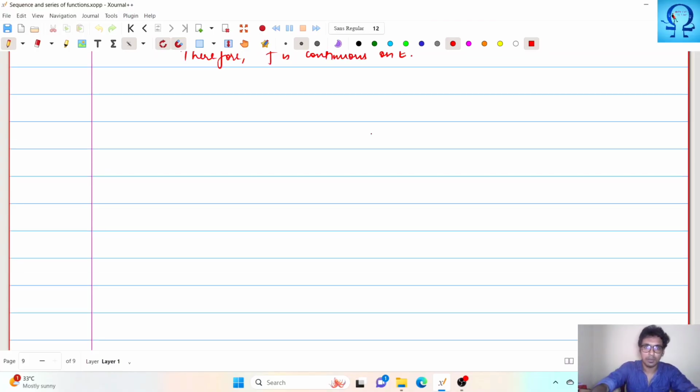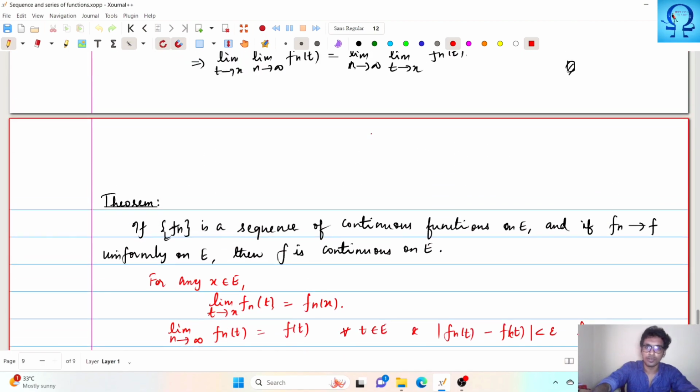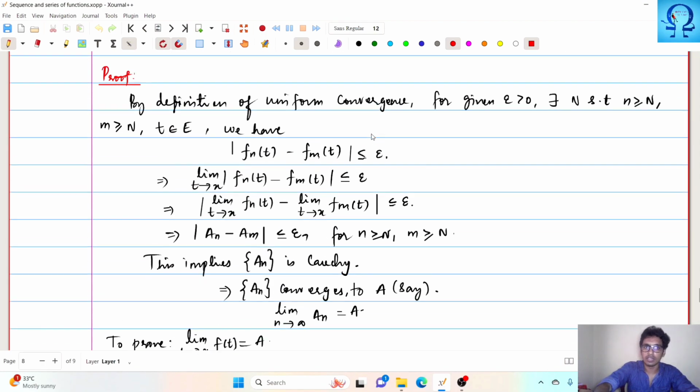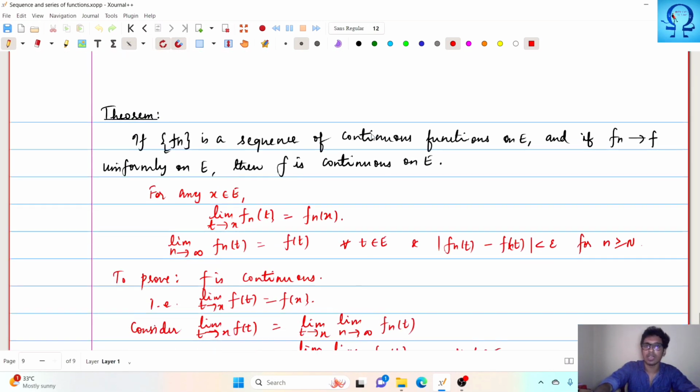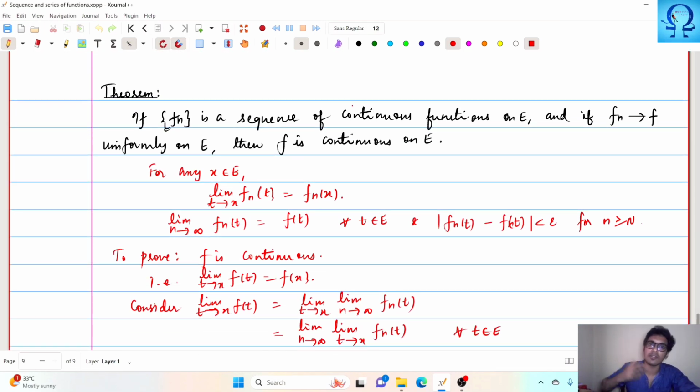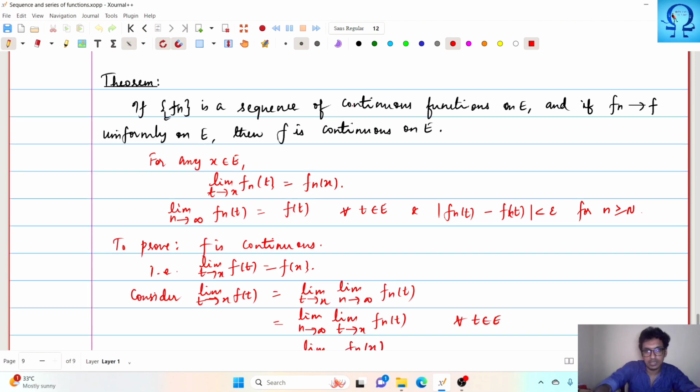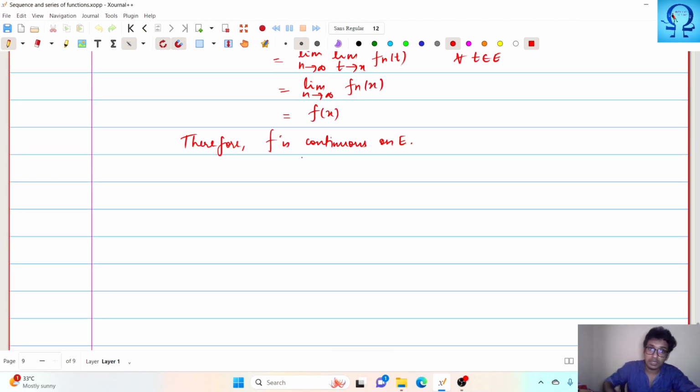Welcome back. In the previous lecture, we discussed a few theorems which relate uniform convergence and continuity. At the end, we saw this result: if we have a sequence of continuous functions which converges uniformly, then the limit of the uniform convergence is also continuous. So we completed that proof, but the converse need not be true.